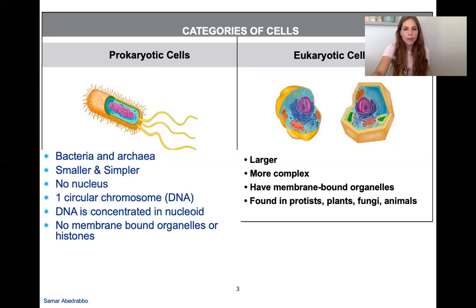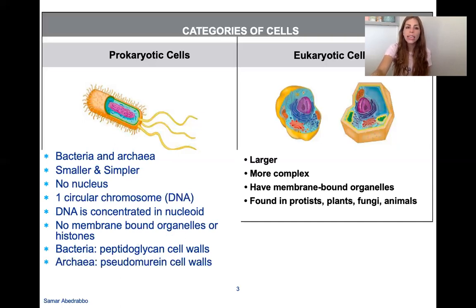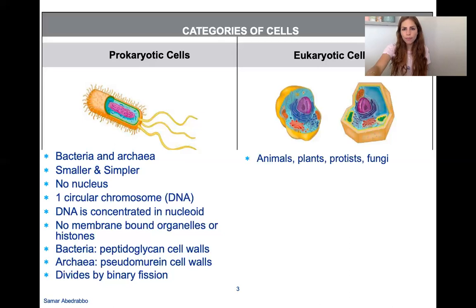They do not have membrane-bound organelles or histones, and the cell walls in bacteria, if they do have a cell wall, it's made up of peptidoglycan. In archaea, if there is a cell wall, it's made up of pseudomurein. So different chemicals, different compounds. And then prokaryotic cells divide by binary fission, meaning they just split. When we talk about DNA and genetics later, we'll talk about all the details of binary fission.